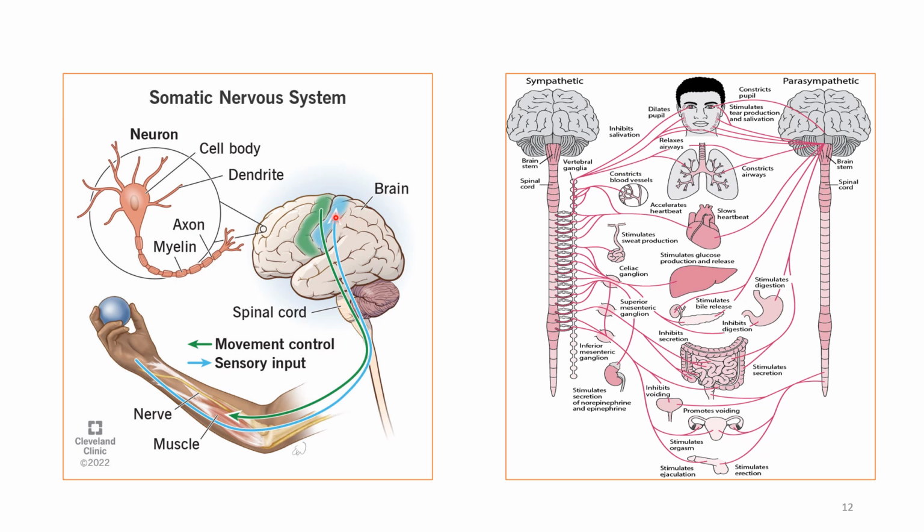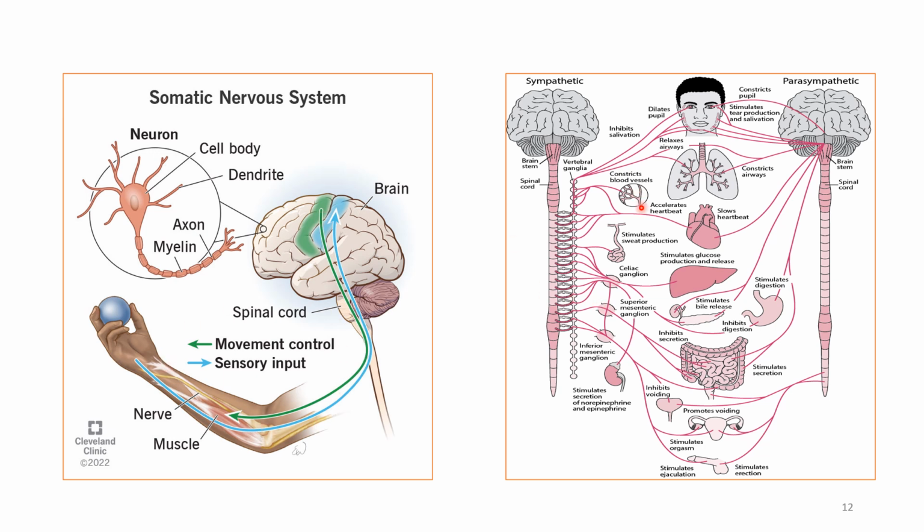Coming to the functional divisions, functionally it is divided into somatic and autonomic divisions. You can see this. The somatic division consists of sensory division and motor division, whereas the autonomic consists of sympathetic and parasympathetic divisions. So you can see this somatic nervous system. The blue one is the sensory division, which carries information from the periphery to the brain. The green one is the motor division, which carries information from the brain to the periphery.